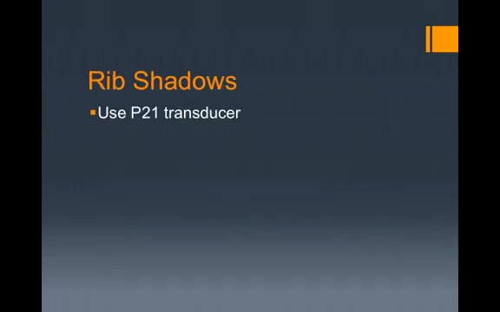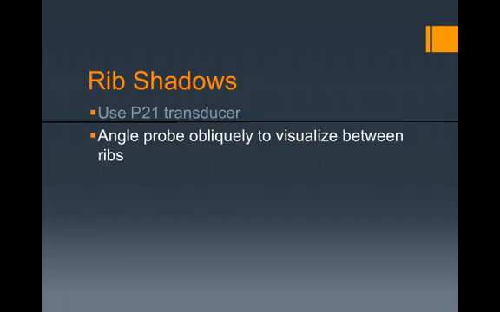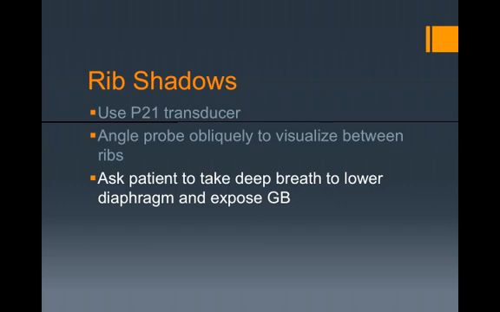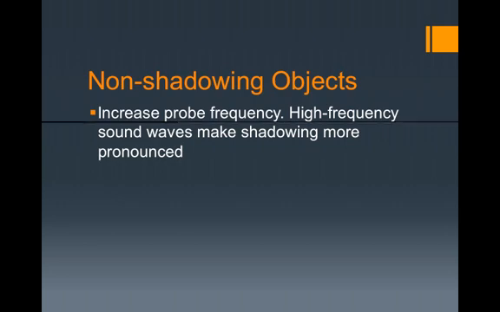If you have rib shadows, use the P21 probe. Angle the probe obliquely to visualize between the ribs and ask the patient to take and hold a deep breath, again so as to lower the fundus below the costal margin. If non-shadowing objects are present in your image, increase the probe frequency. High-frequency sound waves make shadowing more pronounced.